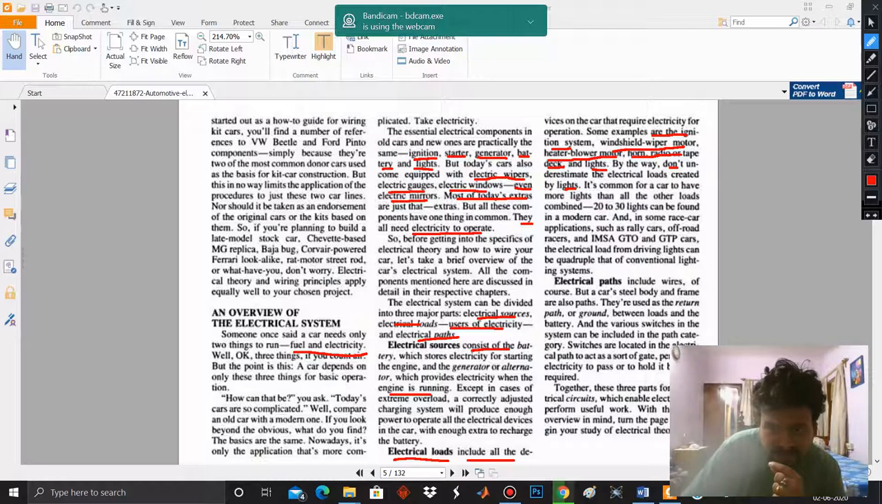And in some race car applications, such as rally cars, off-road racers, and IMSA GTO and GTP cars, the electrical load from the driving lights can be quadruple that of the conventional lighting system. All these highly customized cars have manifold lighting systems which require more electrical energy.